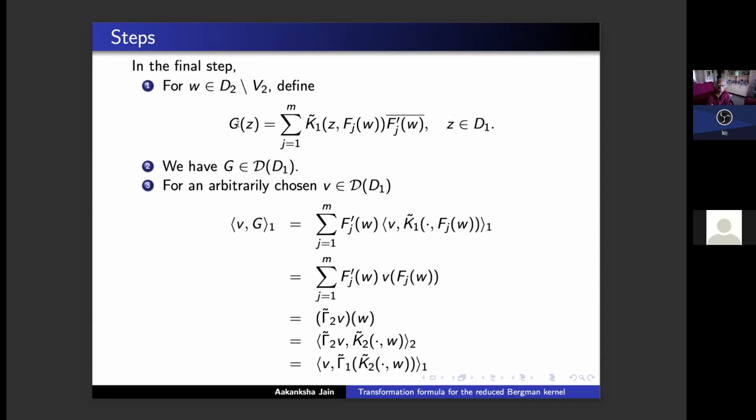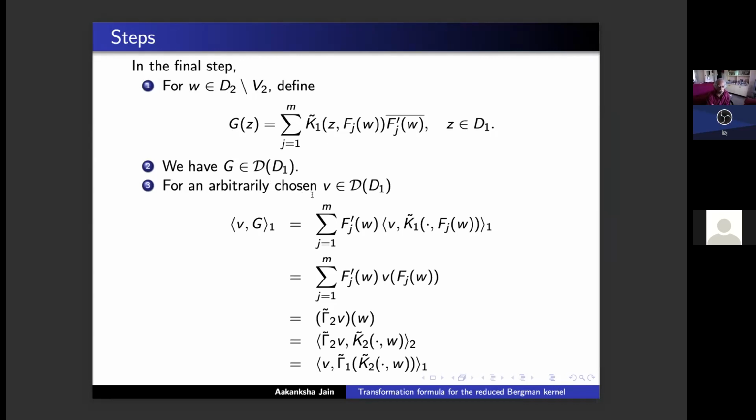So in the final step, what we do here is, for every w in D2 minus V2, we define this function g of z equals the summation j equals 1 to n of k1 tilde of z comma fj of w times the conjugate of fj prime of w, where z is coming from D1. So we see this is a well-defined function, and here w is fixed, so the second variable is fixed. We see this k1 tilde, with respect to the first variable, in fact belongs to the reduced Bergman space of D1. So this is in fact a linear combination of elements coming from the reduced Bergman space of D1, so this g is an element of the reduced Bergman space of D1.